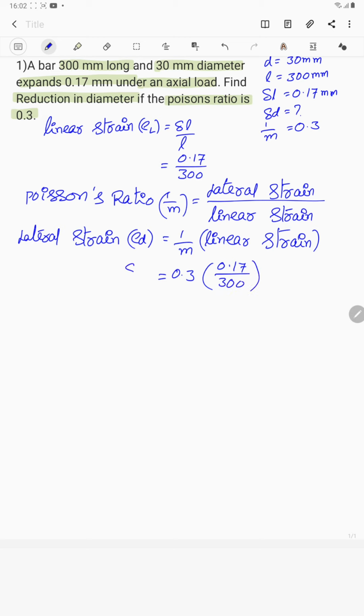It must be equal to change in diameter by original diameter. Therefore, the change in diameter delta D equal to 0.3 times the 0.17 divided by 300 into diameter. Diameter given is 30. Simplify this value for getting 0.0051 mm. So that is about this problem. Let us go for one more problem.